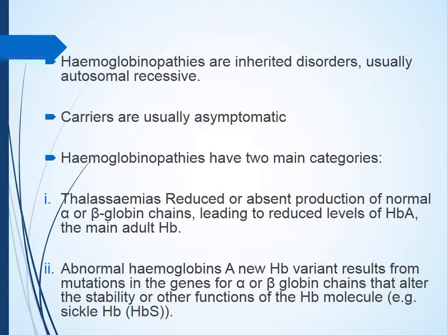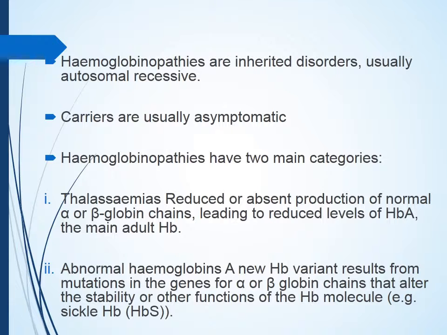Haemoglobinopathies are inherited disorders that are usually autosomal recessive. The carriers are usually asymptomatic, and haemoglobinopathies have two main categories, which are thalassemia and abnormal haemoglobin, a new haemoglobin variant. Thalassemia, reduced or absent production of normal alpha or beta globin chains, leads to reduced levels of haemoglobin A, the main adult haemoglobin. Abnormal haemoglobin, a new haemoglobin variant, results from mutation in the genes for alpha or beta globin chains that alter the stability or other function of the haemoglobin molecule.